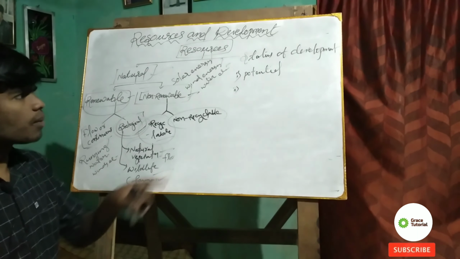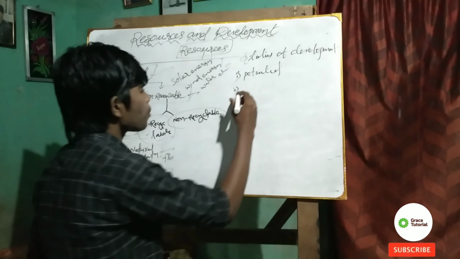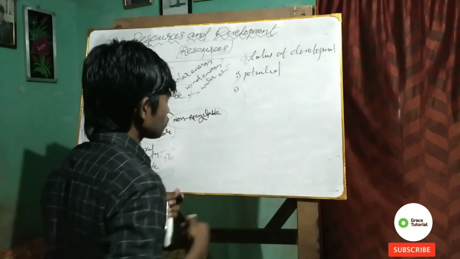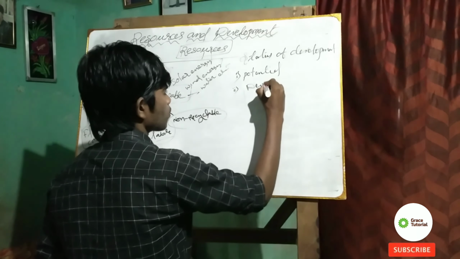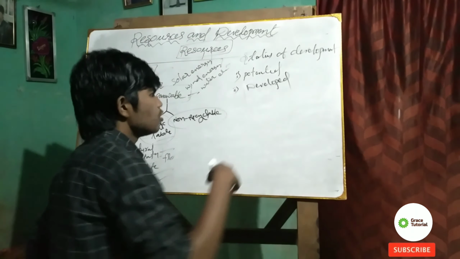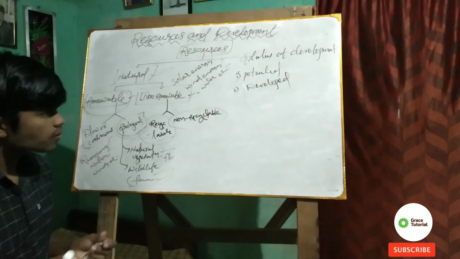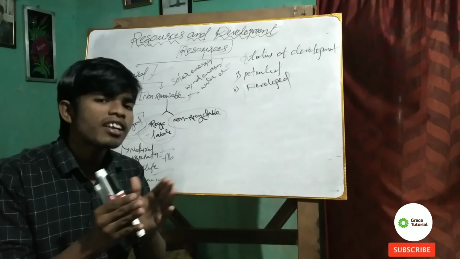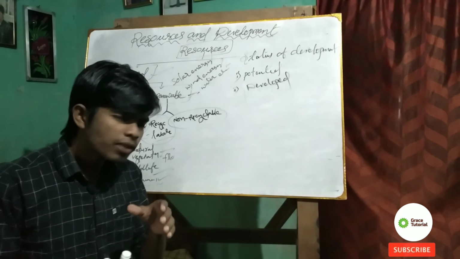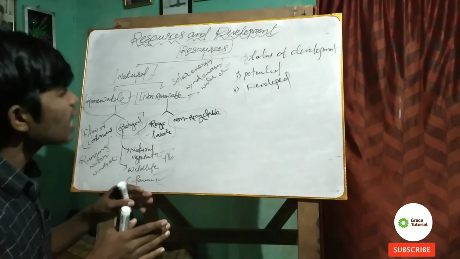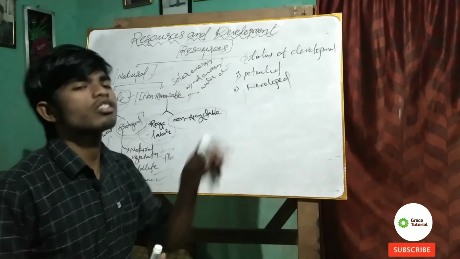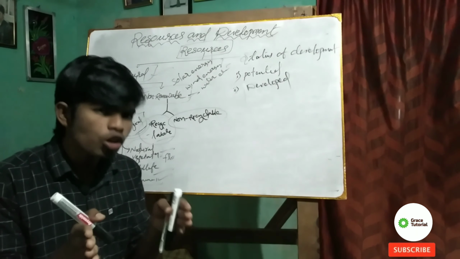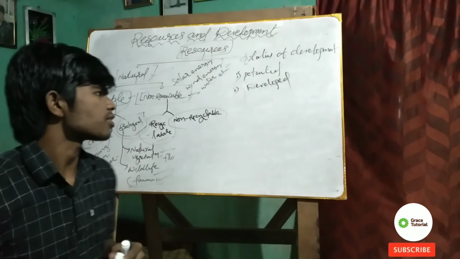Similarly, on the basis of the status of development, we have another type of resources, that is developed resources. So what do you mean by developed resources? These are the resources which are surveyed and quantified for utilization with the help of technology. For example, coal and petroleum come under the developed resources. So the level of accessibility and the availability of technology decides the development of the resources.